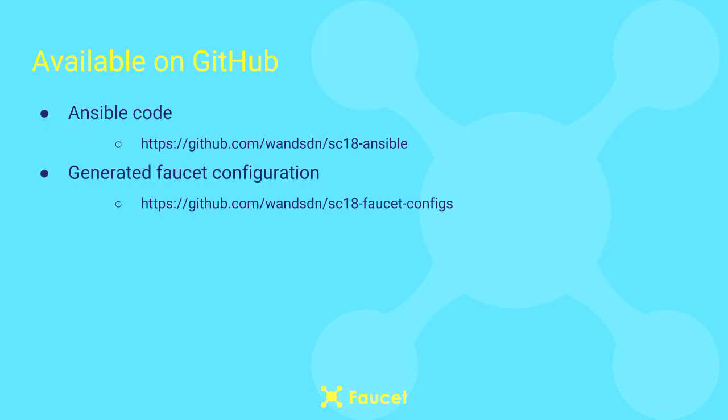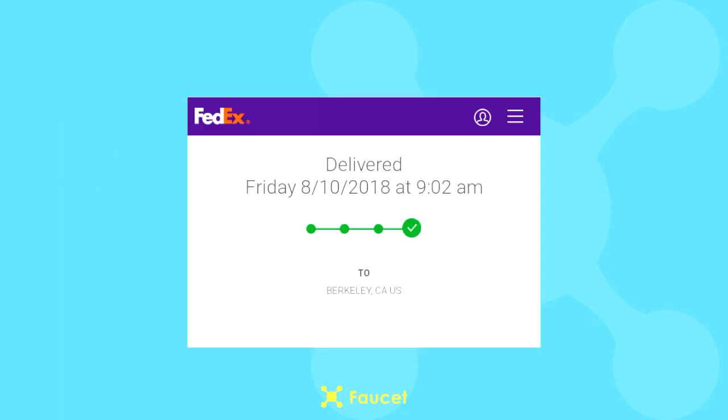This is all available online. I don't know how useful it is, but it's there if you want to have a look at writing Ansible for networking. I also put up all the generated Faucet configs, if people want an example of how you run a huge Faucet network. But hey, things arrived. That's exciting.